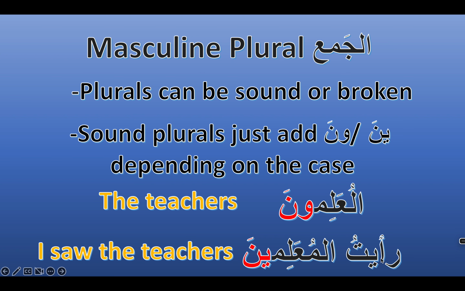Just an example. Ra'aytu al-mu'allimina means I saw the teachers. Why has it got the ina ending and not the una? It's because this noun is in the accusative case, because it is the object of the verb. What did I see? ماذا رأيت؟ I saw the teachers. المعلمين. So we have to use this ending. But don't worry about that too much for now. Just know that it's una or ina for the sound plural.